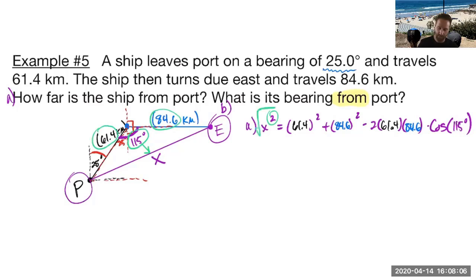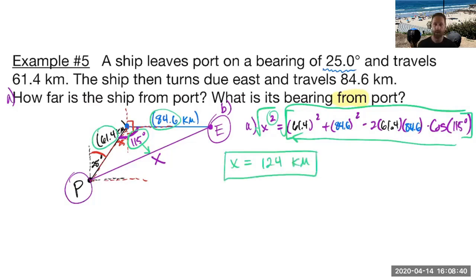So taking the square root of that big old long mess, remember I advised you all to do this in your calculator from right to left, or just put an extra set of parentheses or brackets around it and punch it all in your calculator in order, and it should take care of it for you. Either way, you should have got your x answer, the distance from port to where it ended up, as 124. Our measurement was in kilometers.